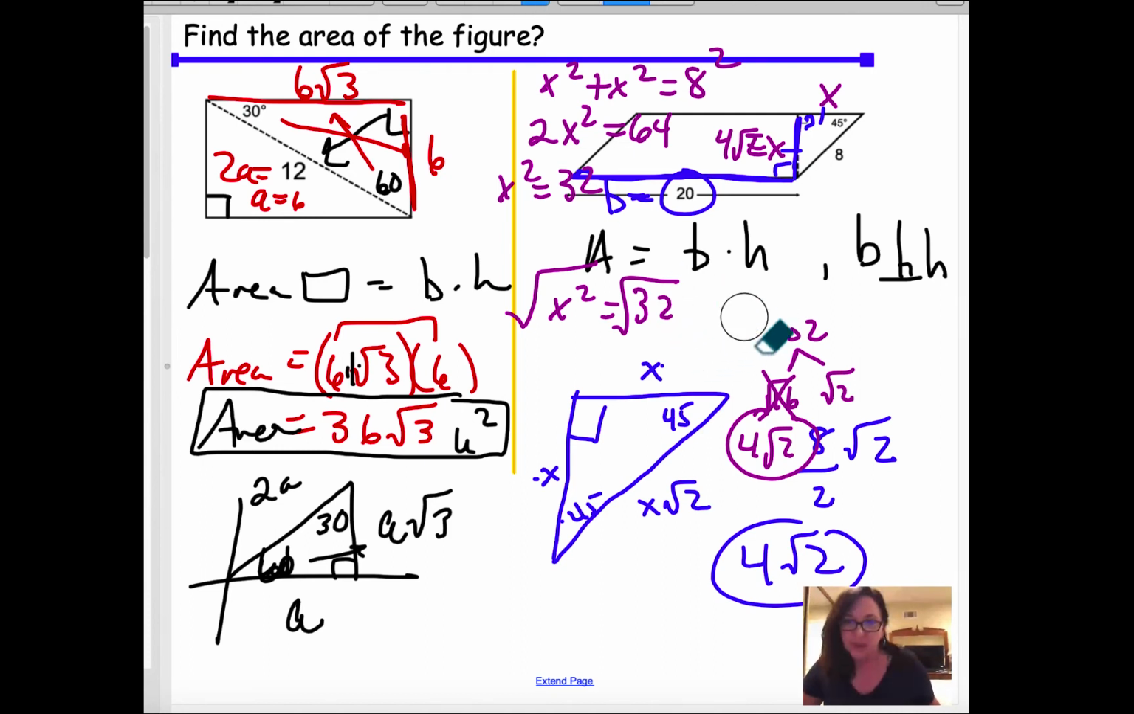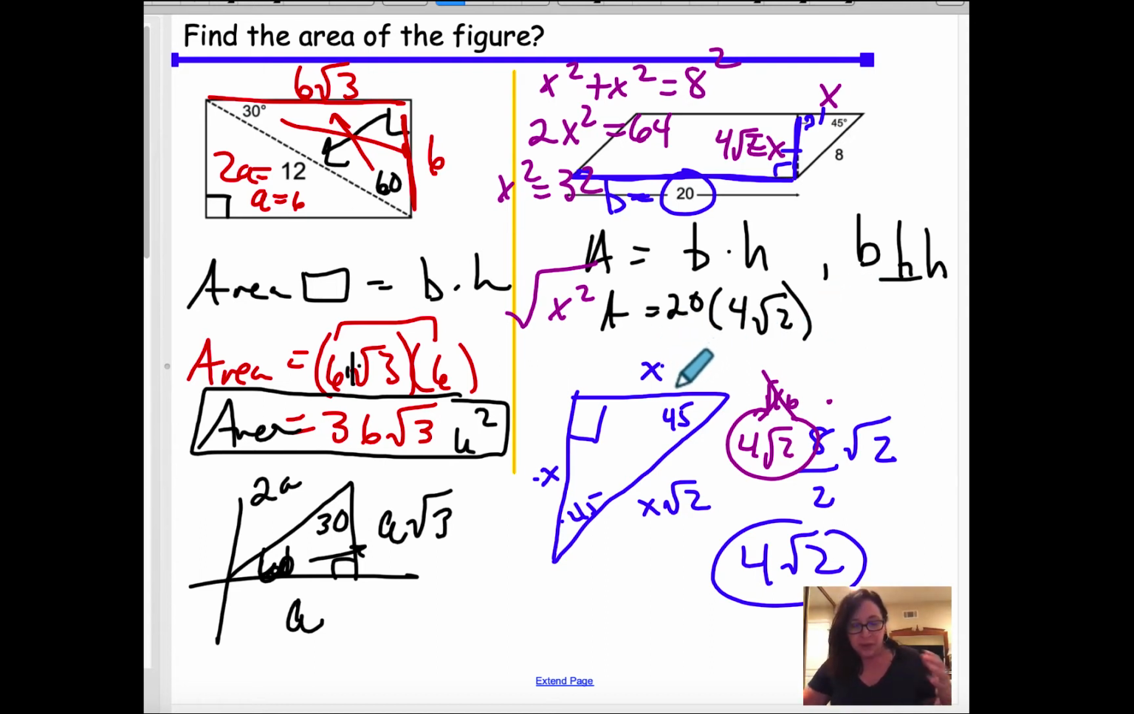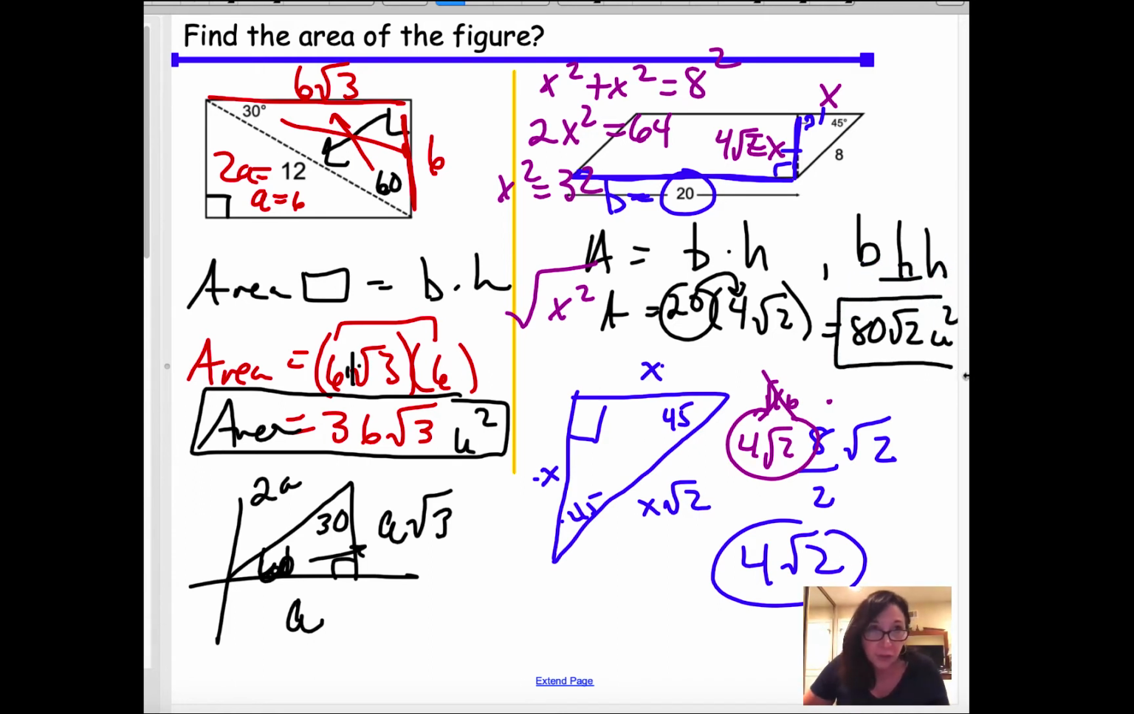So let me erase some of this stuff, because ultimately what we're trying to do is find the area. We got a lot of stuff going on here. So the area is equal to my base, which is 20, times my height, which is 4 root 2. And again, I really need to say this over and over again: numbers get multiplied by numbers. So this 20 gets multiplied by that 4. The root, you can't touch it because you can only multiply roots with roots. So 20 times 4 is 80. So this is going to be 80 square root 2. And then whatever this value is, unit squared. If I don't have a unit, I just call it unit squared.